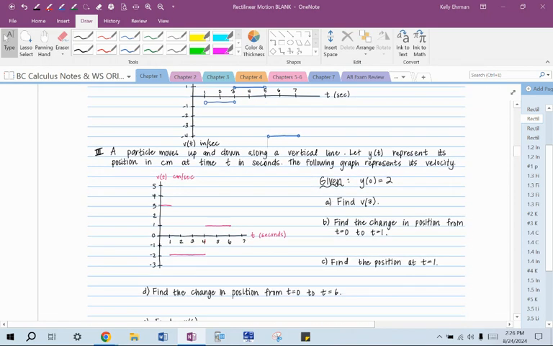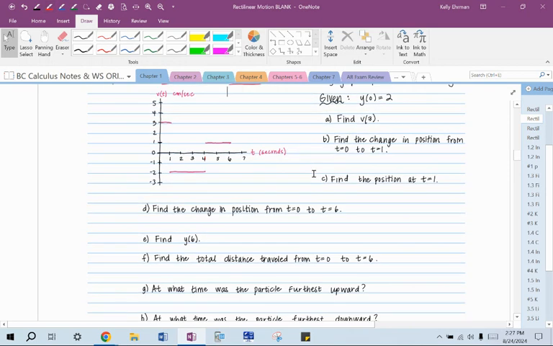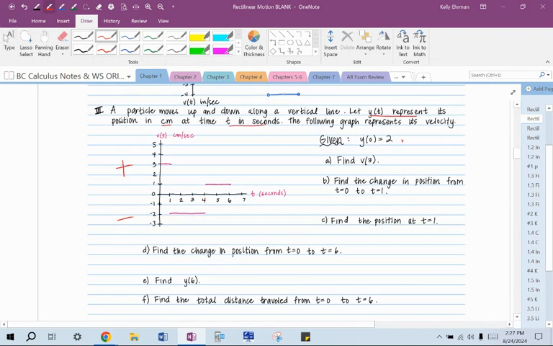Okay, section 3. A particle moves up and down along a vertical line. Let y of t represent its position in centimeters, and t is in seconds. And this is a velocity graph. So when I have a velocity graph, I like to remind myself just by putting a big plus and a minus here. We are given a position. We don't need that for now.